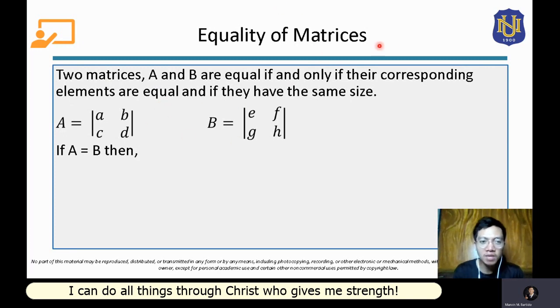So applying equality of matrices, the elements from matrix A will just be equal to the corresponding elements of matrix B. So meaning to say, your element A will just be equal to element E, your element B will just be equal to element F, your element C will just be equal to element G, and your element D will just be equal to element H. So that's how equality of matrices works.